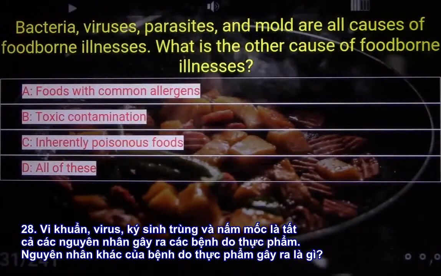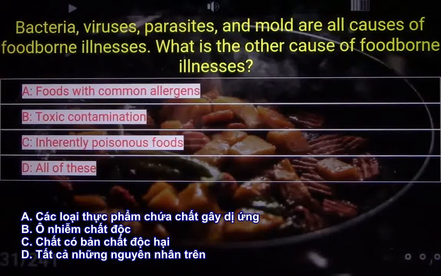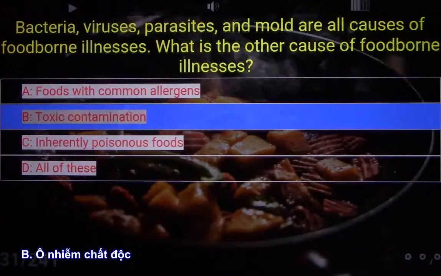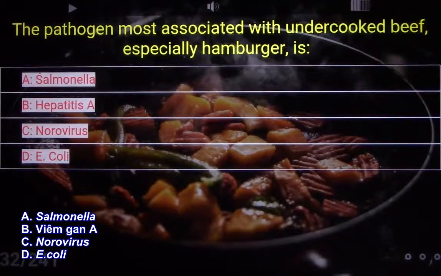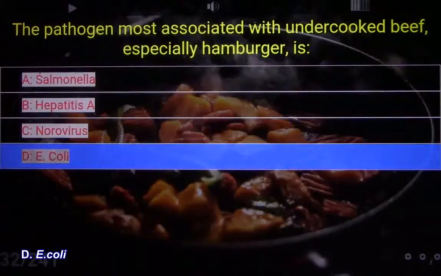Bacteria, viruses, parasites, and mold are all causes of foodborne illnesses. What is the other cause of foodborne illnesses? B. Toxic contamination. The pathogen most associated with undercooked beef, especially hamburger, is D. E. coli.